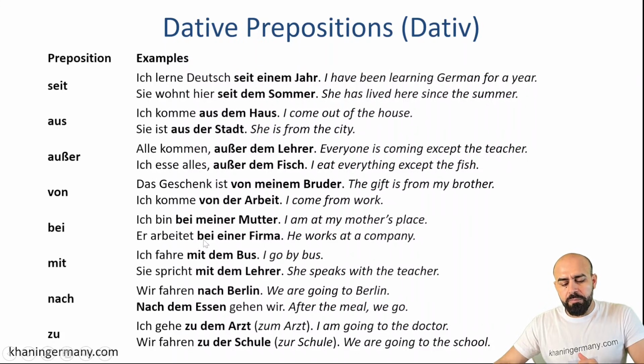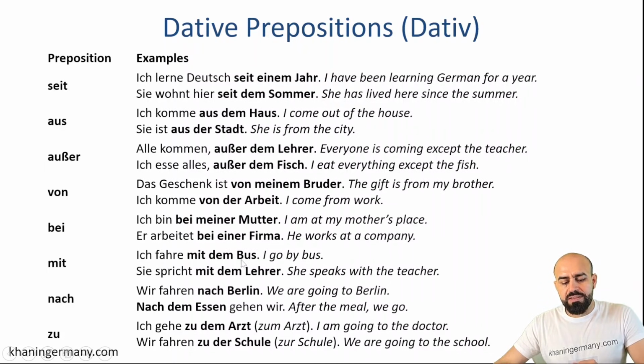Er arbeitet bei einer Firma. He works at a company. Yeah. So die Firma, eine Firma in dative. Because of the preposition bei, which is a dative preposition, this article will get converted to the dative case. Okay, so eine will become einer. Okay, Firma. Yeah. And then mit.